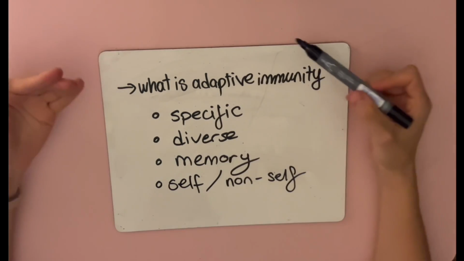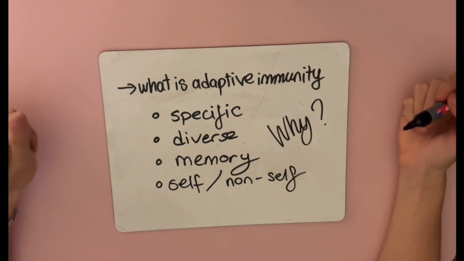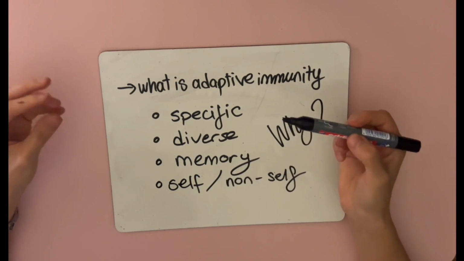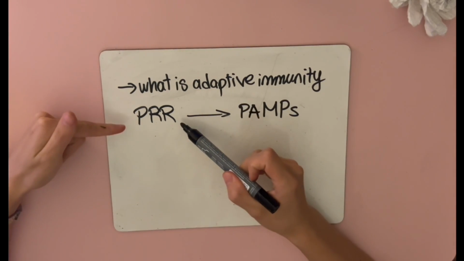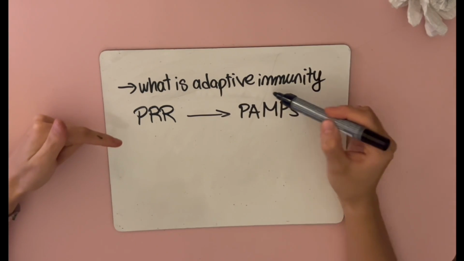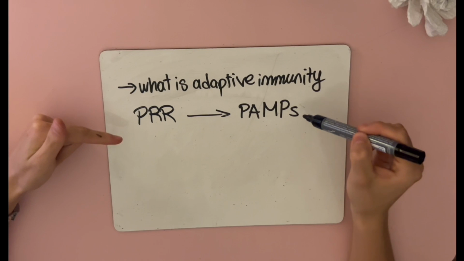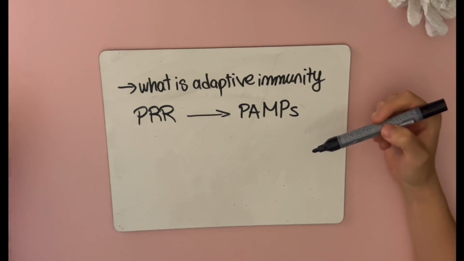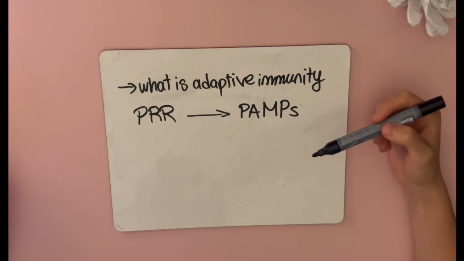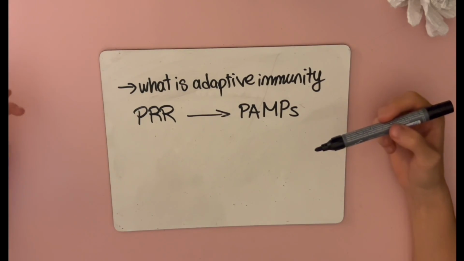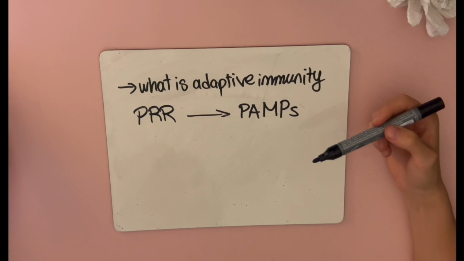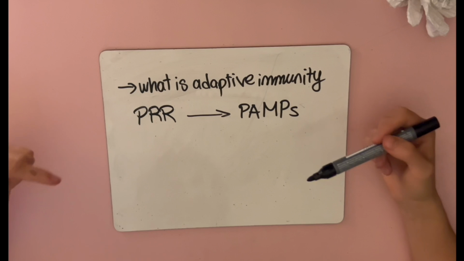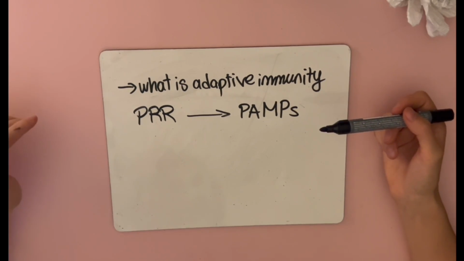So why do we need the adaptive immune system? Well, the innate immune system provides the first line of defense. So it relies on pattern recognition receptors that recognize pathogen-associated molecular patterns. However, microbes evolve rapidly. They can alter their surface proteins and even inhibit phagocytosis. The innate system cannot adapt this fast. That's when the adaptive immune system comes into place.